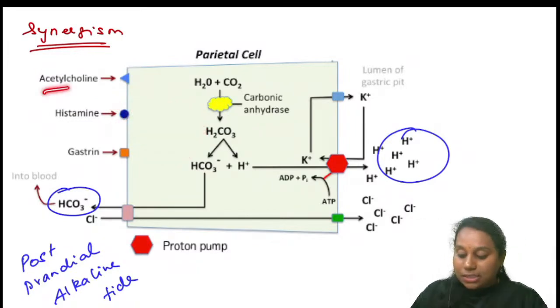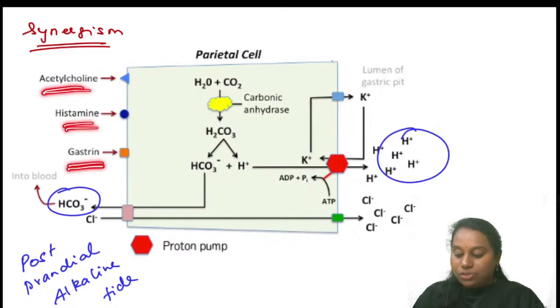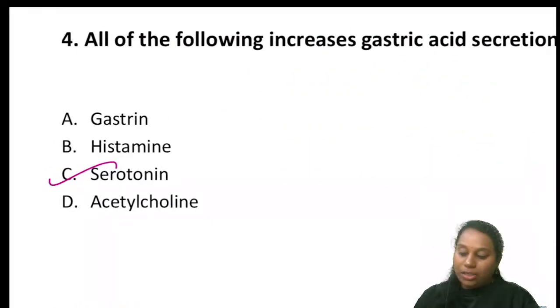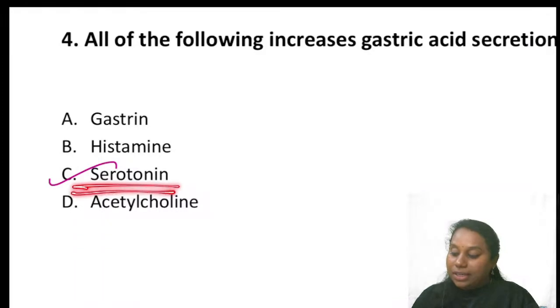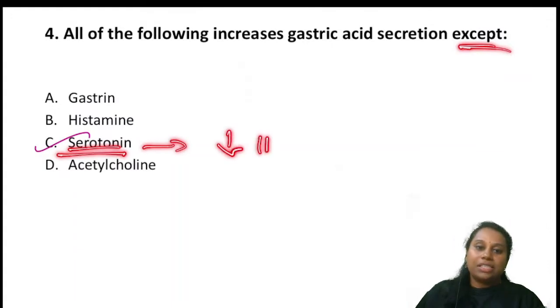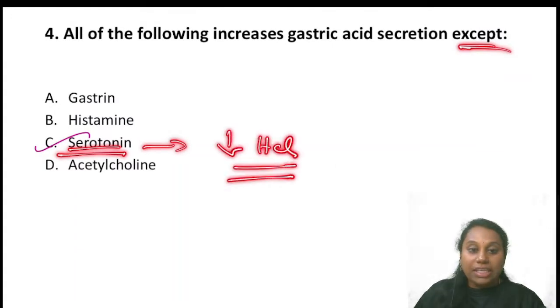So we see that acetylcholine, histamine and gastrin together increase gastric acid secretion. So obviously the answer becomes serotonin. All of the following increase gastric acid secretion except serotonin, because serotonin decreases gastric acid secretion. All others increase gastric acid secretion whereas serotonin decreases gastric acid secretion.